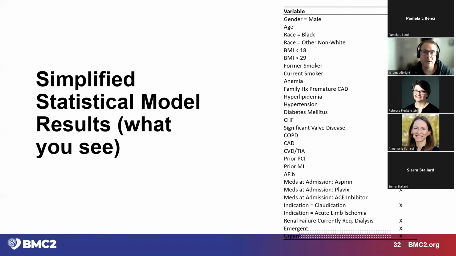And some things are generally not too surprising. Racial minorities tend to have a higher risk. Smokers, people who are anemic, who have more comorbidities, tend to be at higher risk. If it's an emergent as opposed to an elective case, or an urgent case as opposed to an elective case, that matters as well. So this tells you what seem to be the most important factors predicting the outcome that we're talking about, in this case, transfusion.